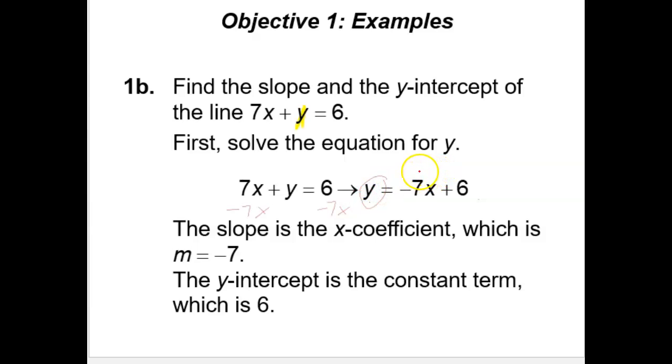I'm all done. So I can see the slope is the number in front of the x, which will be negative 7x. Oh, sorry, which will be negative 7. Do not tell me that the slope is negative 7x. The slope is only the negative 7. It is not the x. There are no variables in slopes of lines. And then the 6 is the y-intercept. Do not tell me slope is negative 7x. Slope is the number in front of the x.